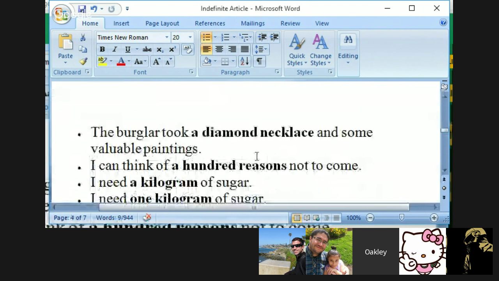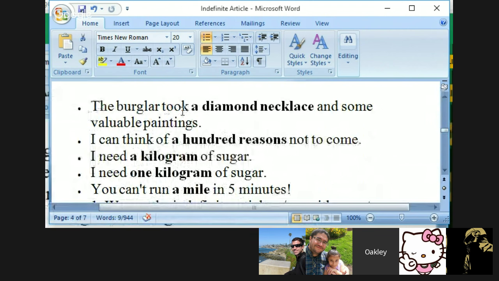Or, the burglar took a diamond necklace and some valuable paintings. You see, there's two things being counted here. Some obviously being vaguely counted. I can think of 100 reasons not to come. I've told you 1,000 times not to do that. It's very common. I can think of 100 reasons not to come. You can use a or one.